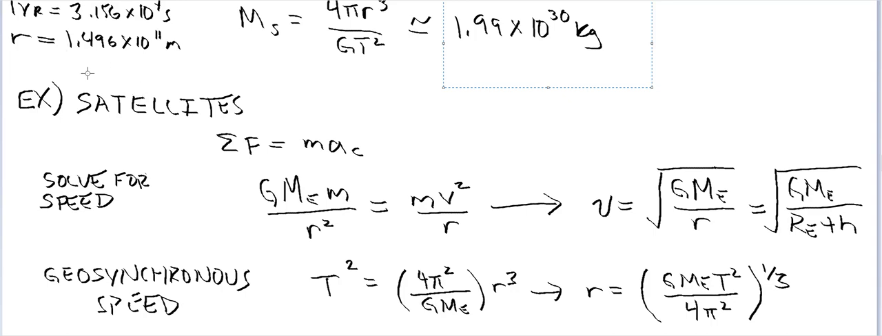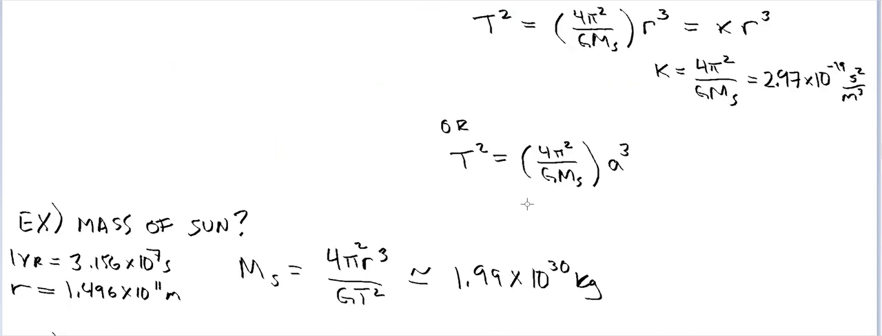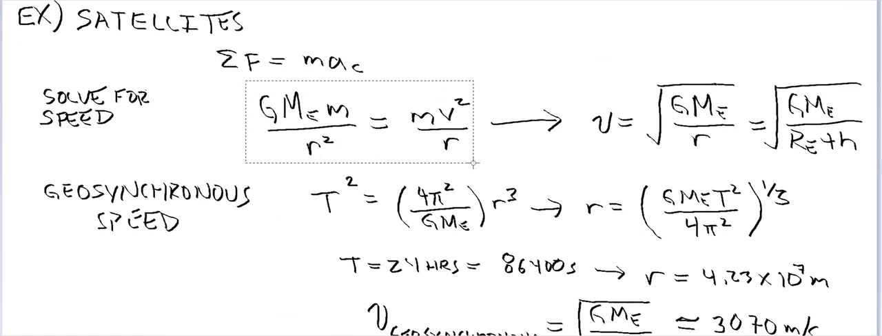For a satellite, we could adjust what we did up here. A satellite isn't orbiting the sun directly, it's orbiting the Earth, right? So we could write this where instead of using the mass of the sun, we use the mass of the Earth, and instead of the mass of the planet, the mass of the satellite. If we do that, we have this equation: g times the mass of the Earth times the mass of the satellite divided by r squared needs to equal the mass of the satellite times v squared over r. It's again just Newton's second law.